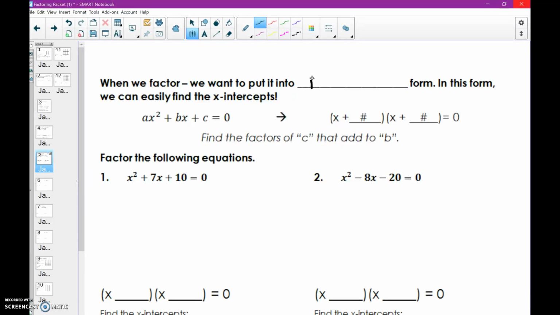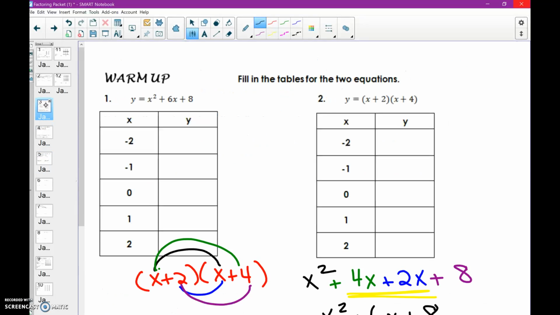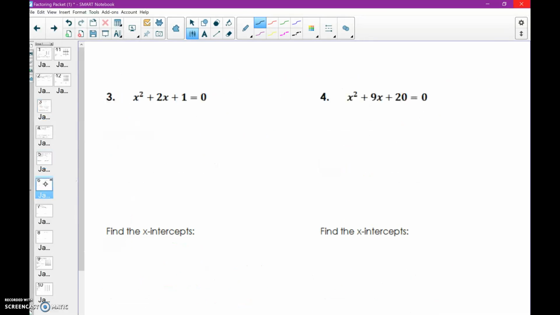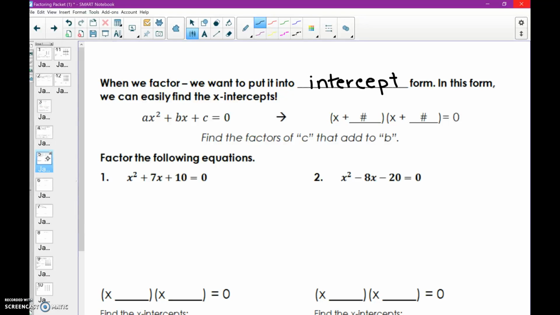So our first fill in the blank is intercept form, first of all. When we're factoring, we're really putting it into intercept form, which is that (x plus 2)(x plus 4), that would be intercept form. So my goal is I want to find factors of c. C is always that last number that does not have an x attached to it. It doesn't have a variable at all.